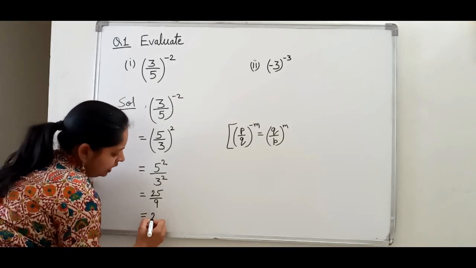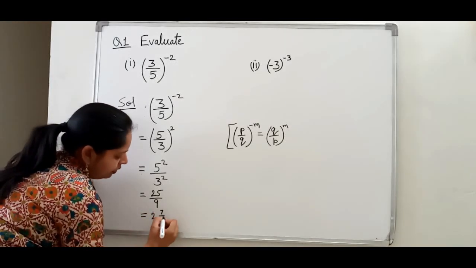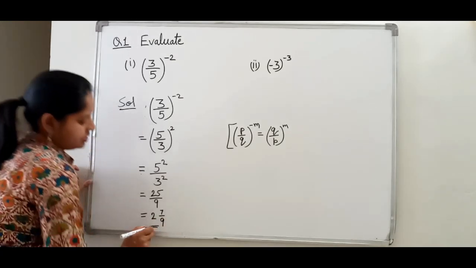9 2 is 18 and what is left with 7 upon 9. This will be your answer.